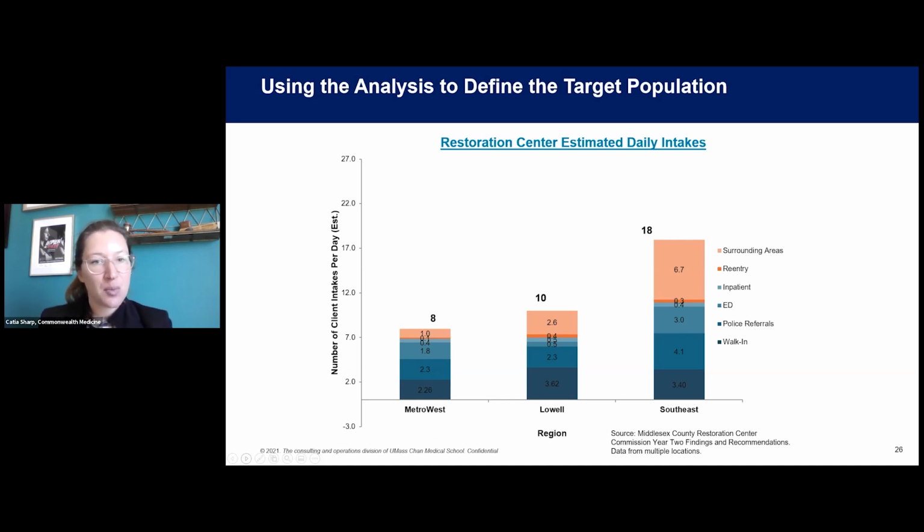And so we basically put together this view of how many people we might serve on a monthly and daily basis in a Restoration Center in different parts of the county, based on how many people we think might be a police referral, how many might be diverted from an ED setting, how many might be re-entering from a jail or prison, how many might walk in on their own, and how many might be coming from surrounding areas. These are different parts of the county that we're showing here, but really we're showing 8 to 18 daily intakes for a Restoration Center in any given part of the county.